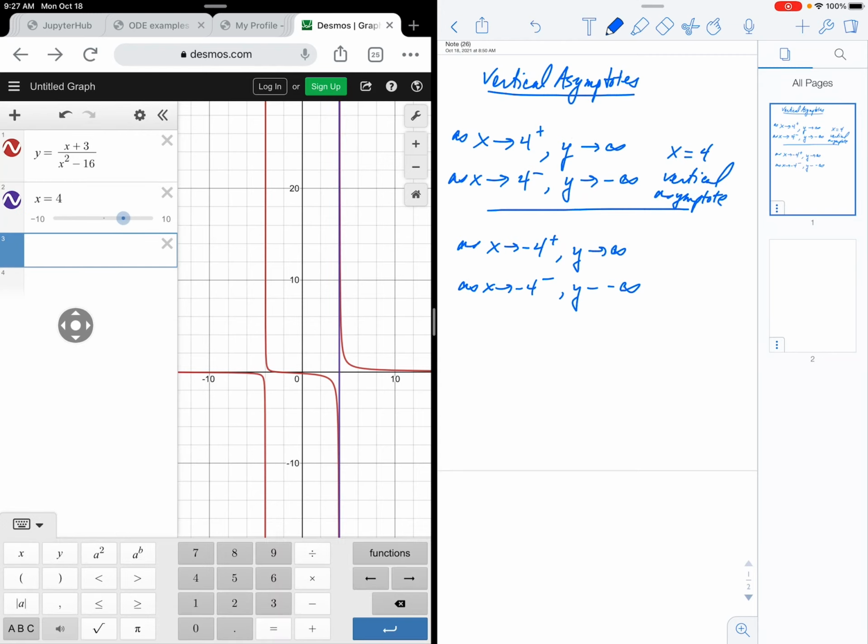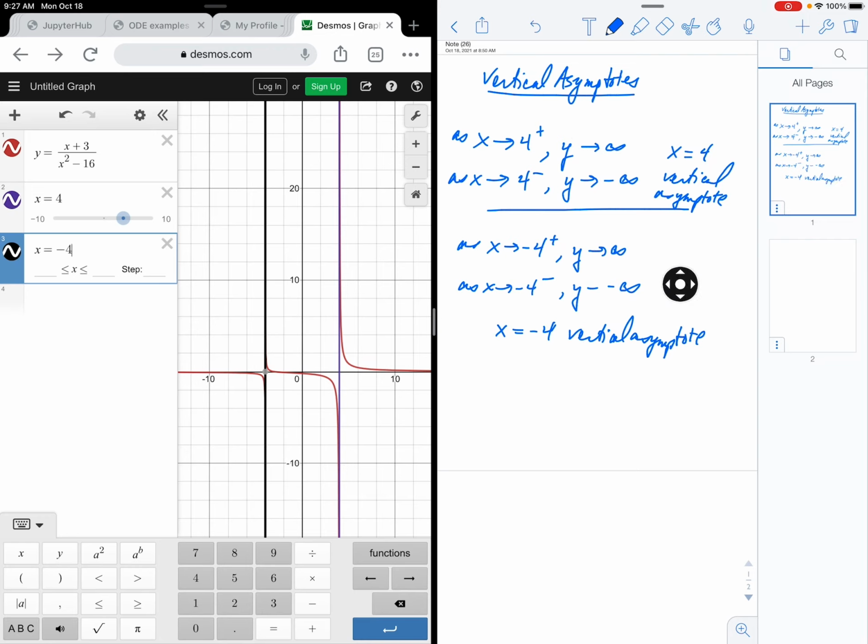And then likewise, there's another vertical asymptote at x equals negative 4. And there it is, in black. So it has two vertical asymptotes, and that occurs because either of these conditions occurs. You get another vertical asymptote at negative 4 because as you approach negative 4 from either the left or the right, y goes to infinity or negative infinity. So we write x equals negative 4 is also a vertical asymptote. This function has two vertical asymptotes, at x equals 4 and x equals negative 4.